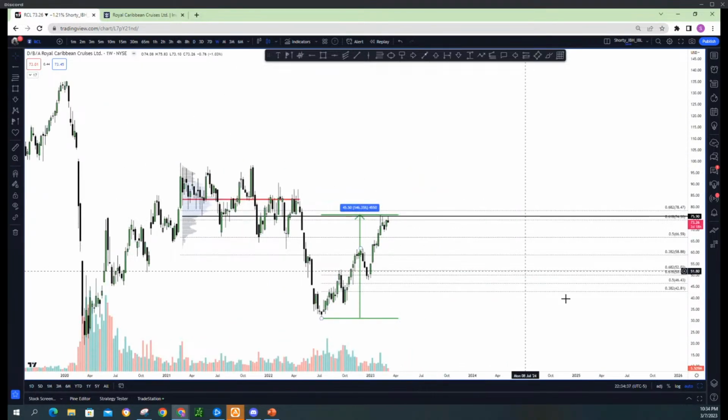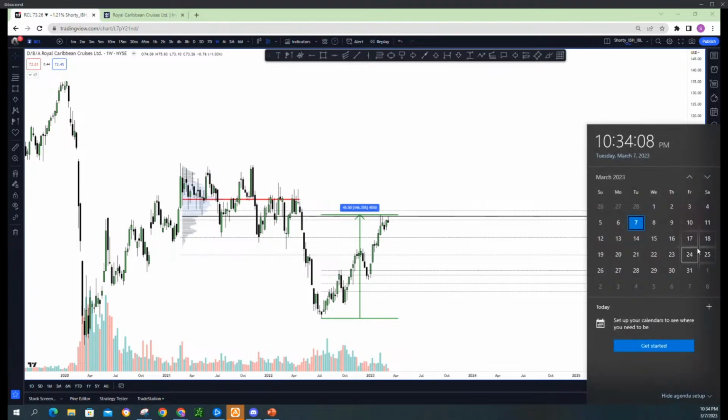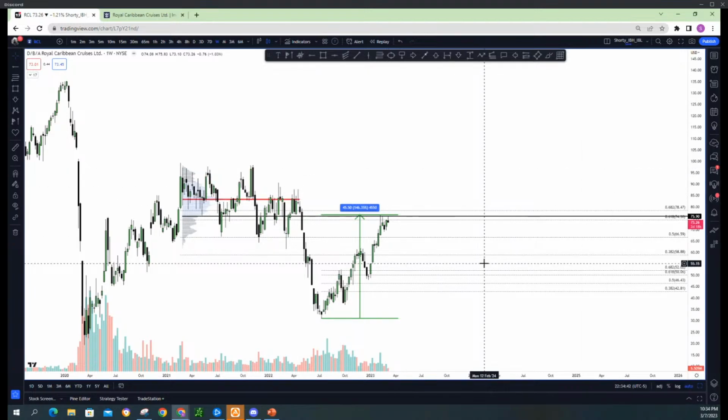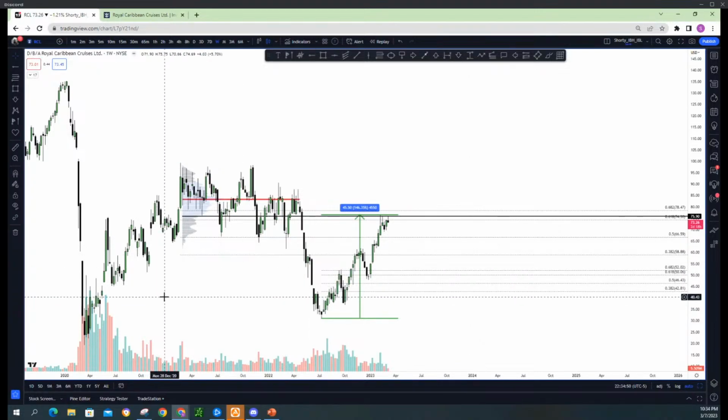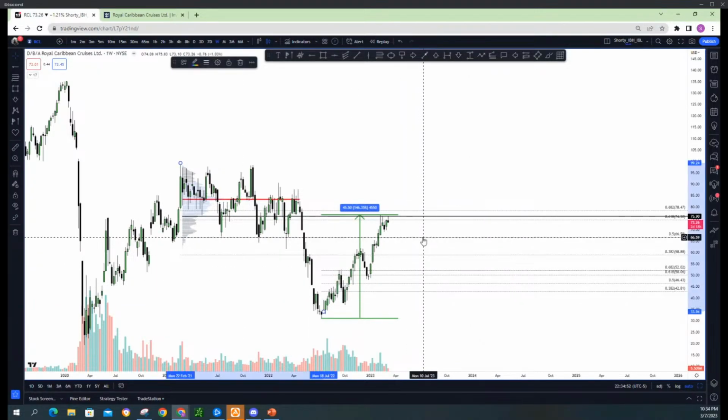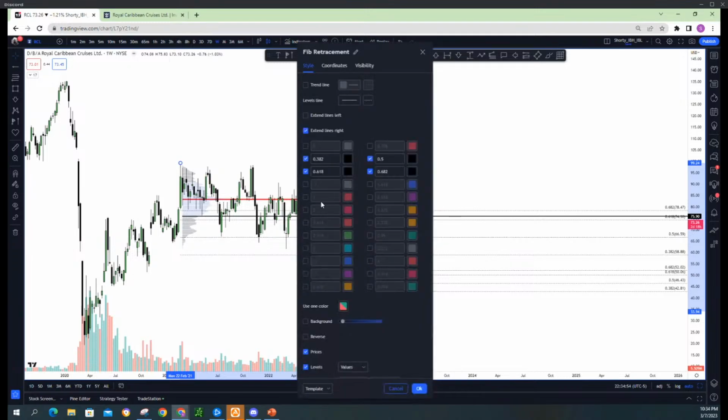Yeah, this is setting up for a swing short. I'll probably look for May puts. I'll probably look at May 60s, May 55s, somewhere in between here.